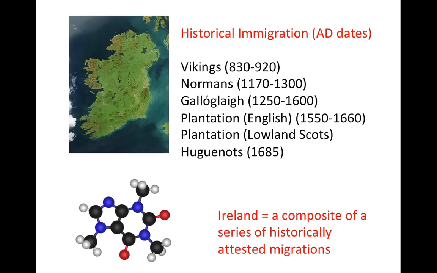And if you consider the past of Ireland, what I was trying to avoid were all the historical immigrations, be it Vikings, Normans, the Gallowglass, Plantation, Huguenot, and so forth. From this, you can obviously see from the historical period that Ireland was a composite of a series of migrations and the population continually being increased and diversified by latecomers, such as myself.